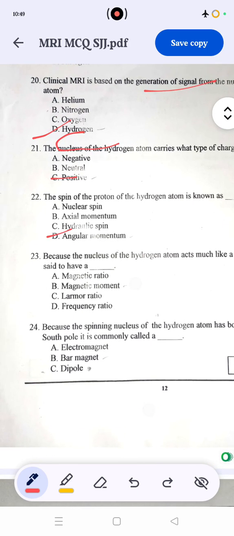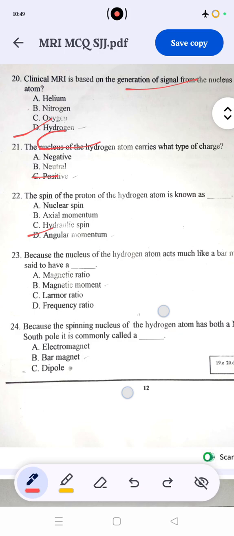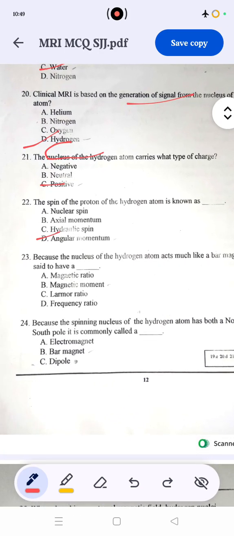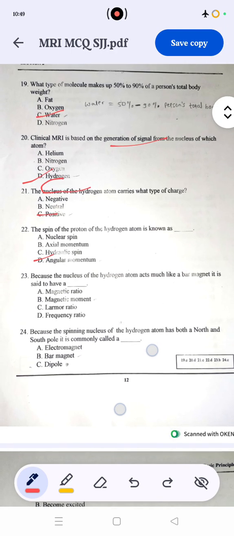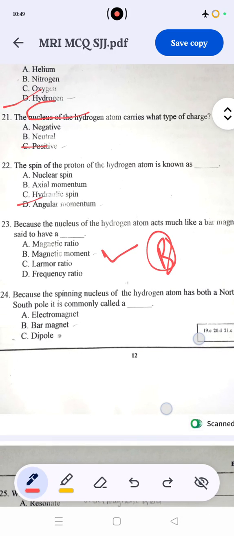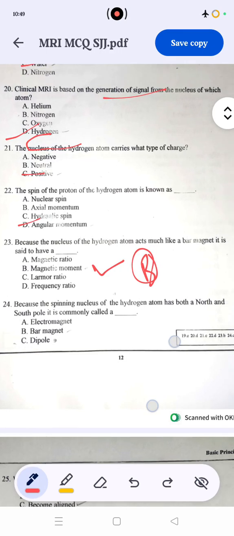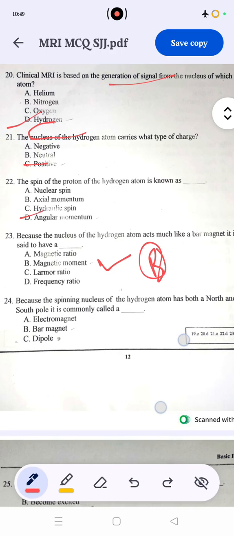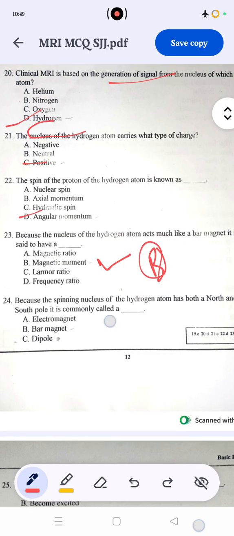Then question number 23. Because of the spin, the nucleus of the hydrogen atom acts like a bar magnet and is said to have a magnetic ratio, magnetic moment, Larmor ratio, or frequency. The correct answer is magnetic moment. Then the spinning nucleus of the hydrogen atom has both north and south poles and is commonly called an electromagnetic bar magnet. The correct answer is B, bar magnet.